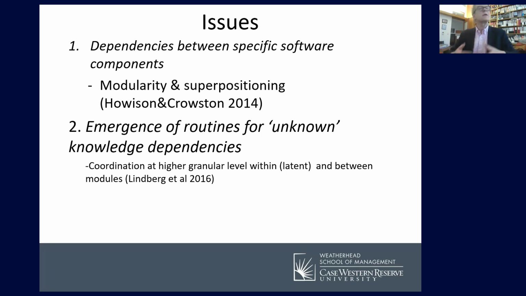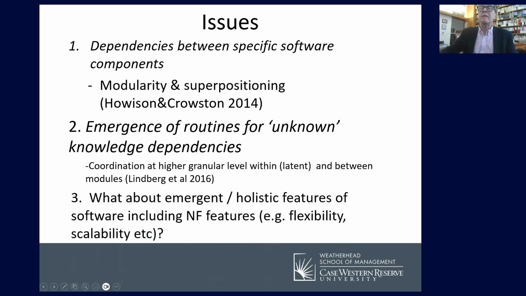It's like self-organizing routines through which these types of issues are sorted out. And we showed in this paper that if you develop those routines, you were much more likely to actually get tickets accepted versus those which didn't have these types of routines, if you look at the development processes in certain communities. But then it still begs the question: what about the emergent holistic features of software, including many of the non-functional features like flexibility, scalability, and so forth?